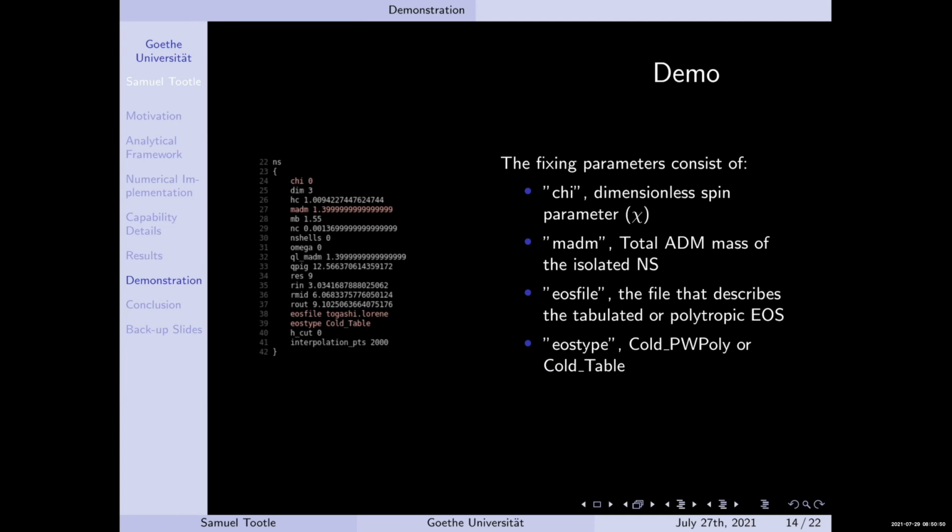Here it also describes the equation of state that's being used. In this case, this is just the cold slice, beta equilibrium of Togashi, and a cold table.